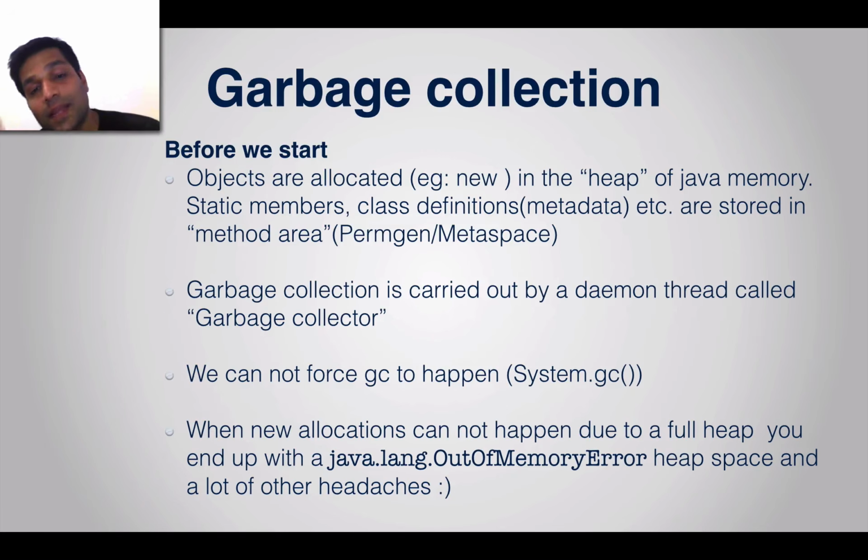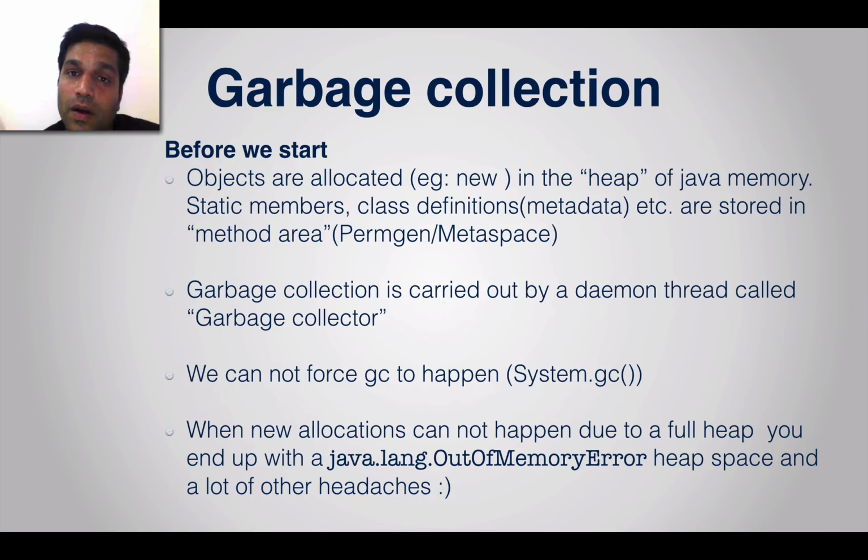So things like static members, class definitions, class metadata, etc. are stored in the method area of the JVM, which is basically the PermGen or the Metaspace in modern Java versions like Java 8. Garbage collection is carried out by a daemon thread called the garbage collector. That's simple. And there is an API available in Java called System.gc, a static method call on the System class.